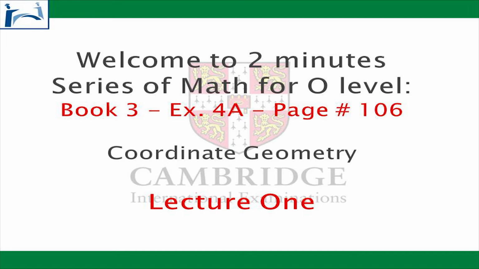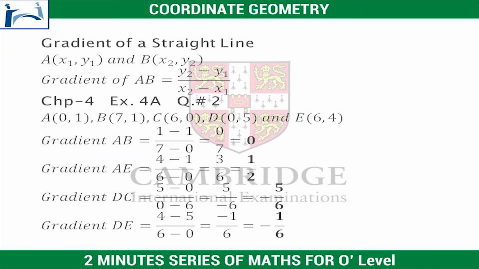So let's begin. The topic we have today is coordinate geometry. In coordinate geometry, we have a two-dimensional plane and the points A, B are there. The coordinates of A are x1, y1 and the coordinates of B are x2, y2. We calculate the gradient of AB, that is (y2 minus y1) over (x2 minus x1) is the gradient of AB.